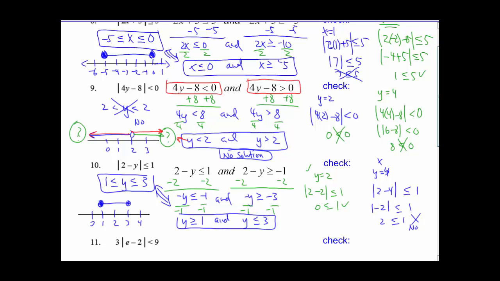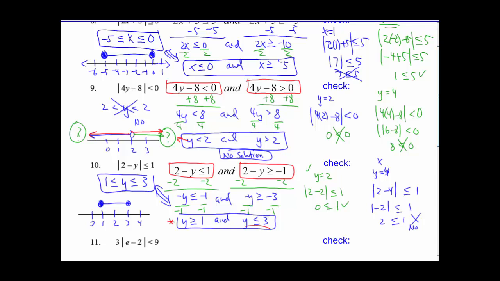Okay, 10. If we have the absolute value by itself, we have 2 minus y is less than or equal to 1, and 2 minus y is greater than or equal to negative 1. Remember to flip the sign and make it negative. Both equations, we have to subtract 2, then we have to divide by that negative 1. And remember from a couple sections before, when we're multiplying or dividing by negatives, you have to flip the sign.